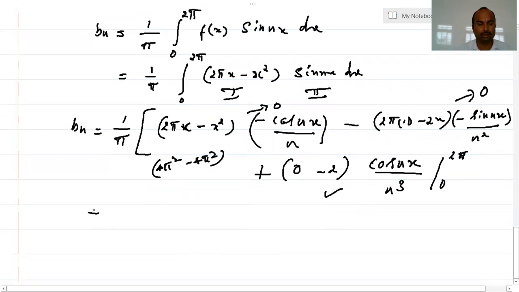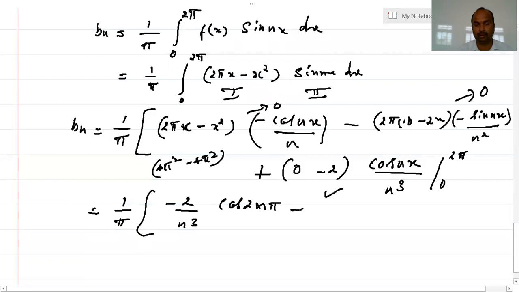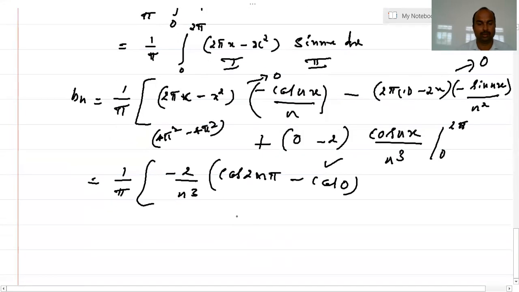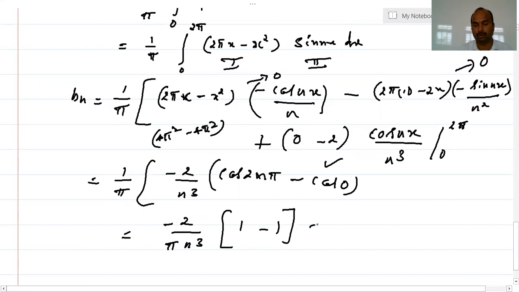That is 1 by pi into minus 2 by n cube, upper limit is 2 pi, so it becomes cos 2n pi, and lower limit is cos 0. So cos 2n pi value is 1, so minus 2 by pi n cube, cos 2n pi is 1 and cos 0 is 1, which implies bn is 0. So we got all the three constants, a naught, an and bn.